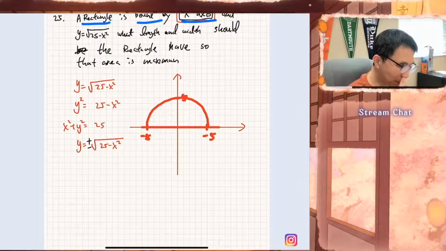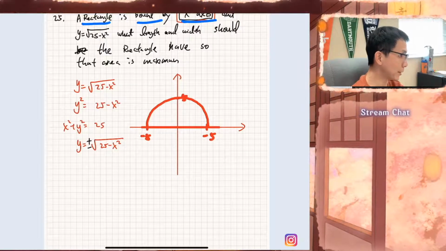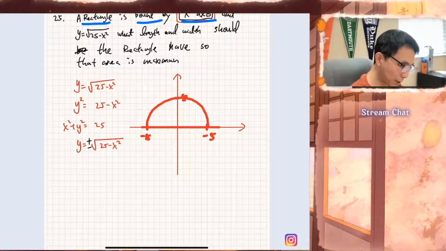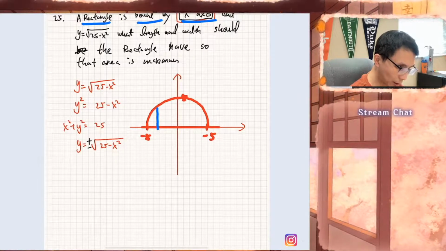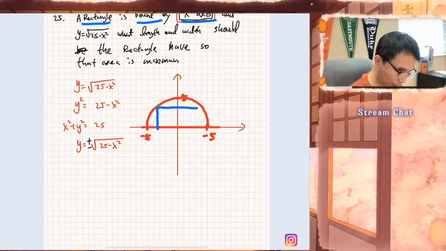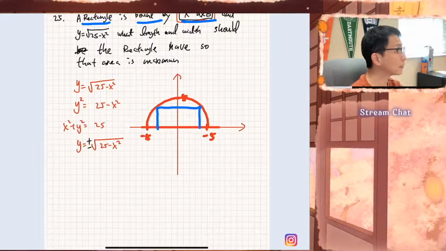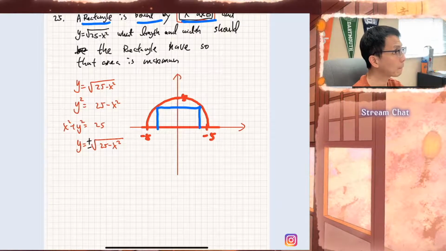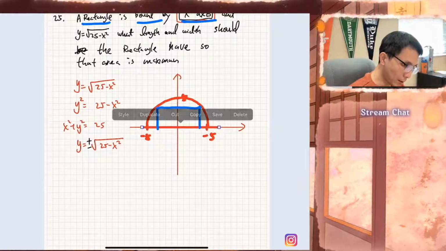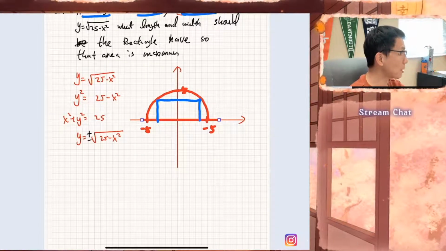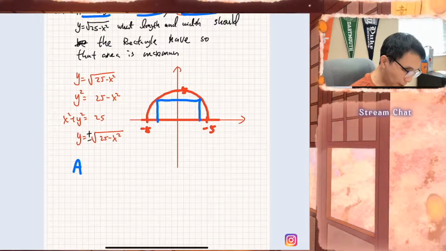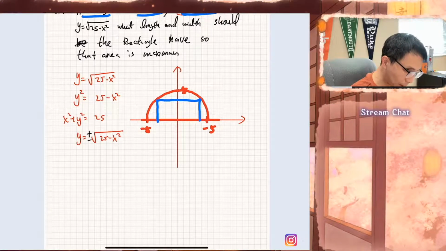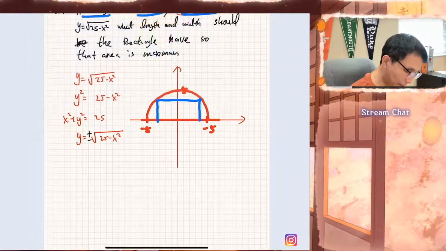So let's just say, we don't know how big that rectangle is, but I'm just going to draw something arbitrary to help you analyze. So we're going to see some type of rectangle like this. What we're trying to maximize is the area of this rectangle. So let's just say area. What will be the area in this case?